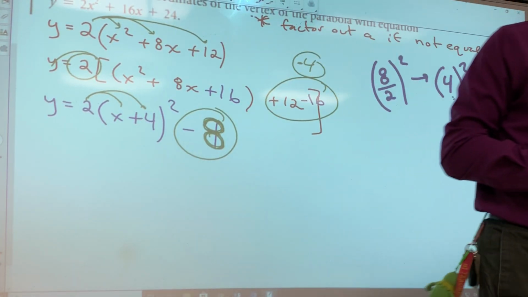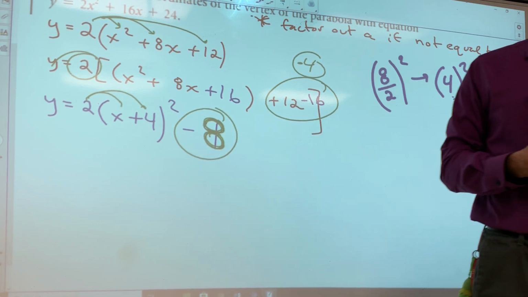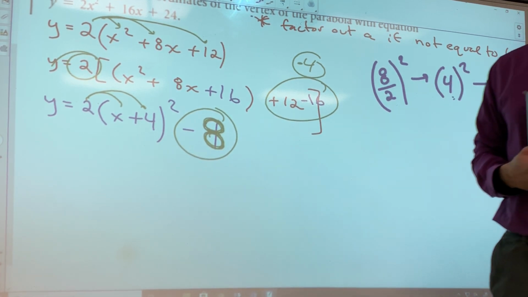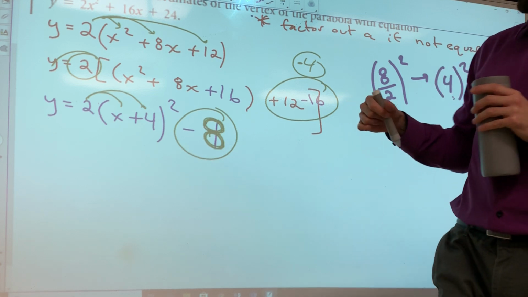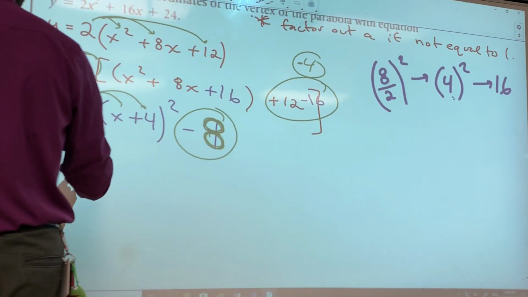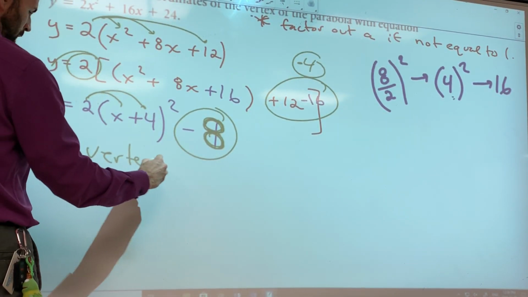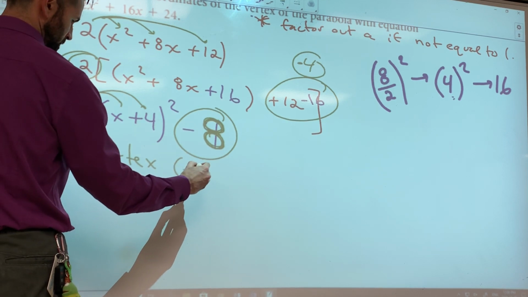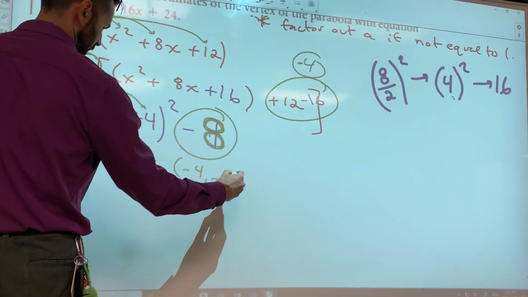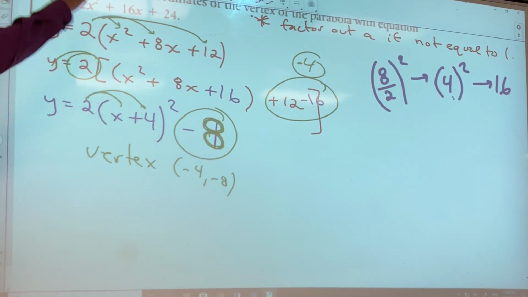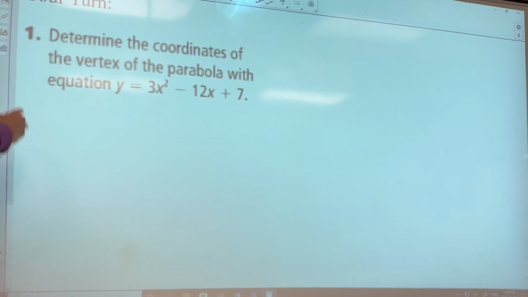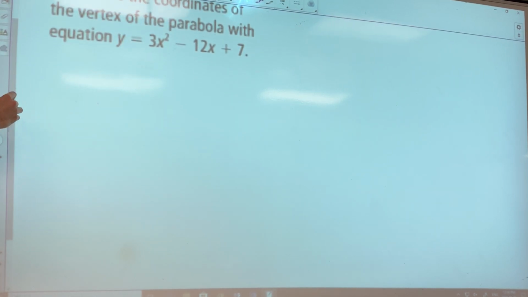I think there's a try it yourself. We'll quickly do the try it yourself. Does it ask us what the vertex is? They want to know what the vertex is. So just really quickly to wrap it up, the vertex is negative 4, negative 8, right? Okay, let's try the try it yourself. It's the same question type, just with different numbers.